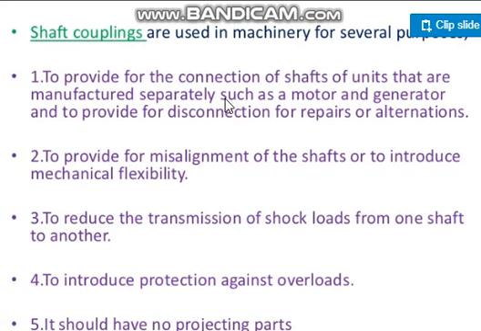To provide for connection of shafts of units that are manufactured separately, such as a motor and a generator. See, a motor is produced separately, and it has a shaft. And a generator may be produced separately. It has its own shaft. To provide for connection and disconnection for repairs and alterations, we need a shaft coupling to join.